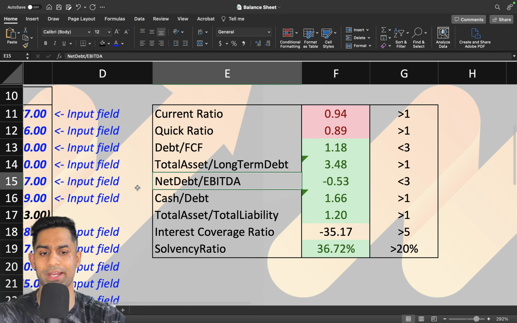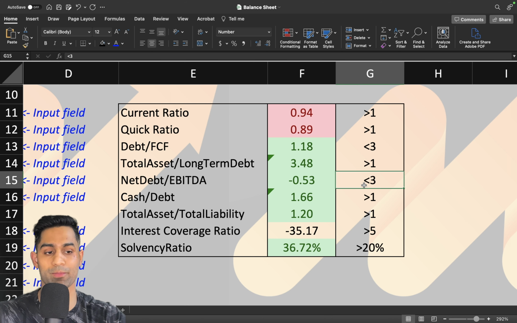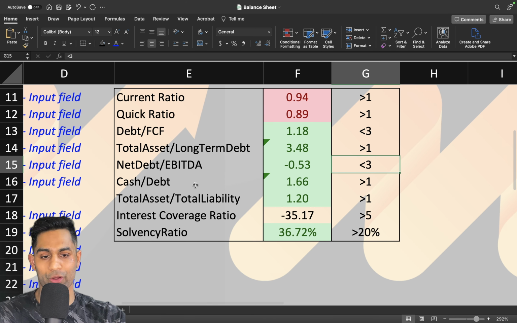Okay, but if net debt is negative, then we can skip past it. Right now it's negative 0.53, but similar to debt to free cash flow, we want this number to also be under 3, because we want the companies to be able to pay off their net debt using EBITDA in under 3 years. Next up, we come over to cash to debt.